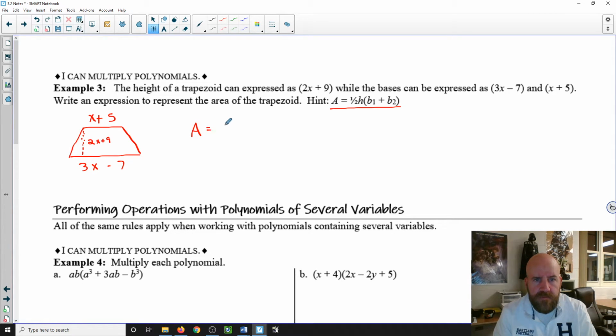So we get 1/2 the height. So 2x plus 9 times the bases added together, so we get x plus 5 plus 3x minus 7. So we're going to want to go ahead and clean this up a little bit. So we can combine like terms here.